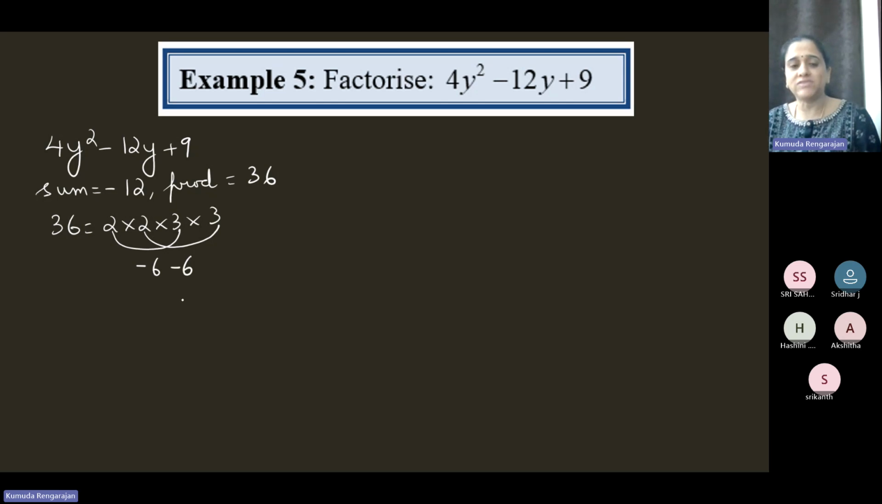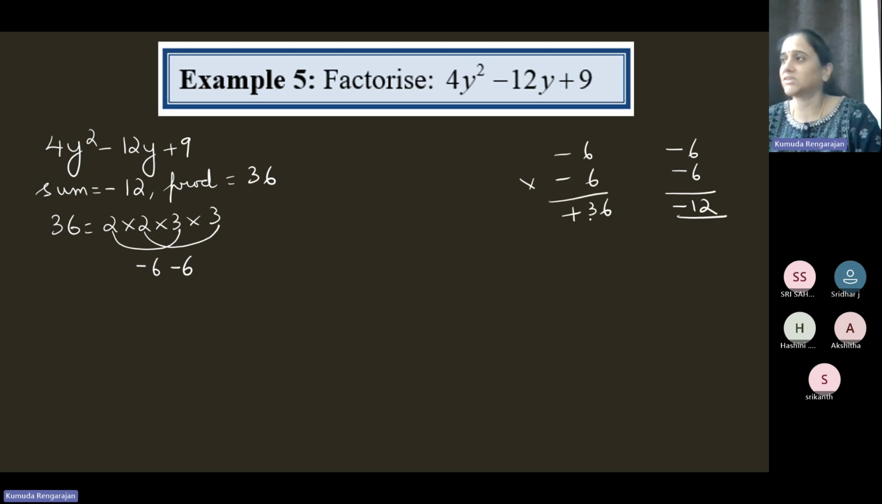And when you multiply minus 6 and minus 6, plus 36. When you add minus 6 and minus 6, same signs, add, put the same sign. Minus 6 multiplied by minus 6, minus into minus plus, 6 6s are 36. So the two numbers are minus 6 and minus 6. Correct? Now split the middle term. Write the first term as it is. Write the last term as it is. And split the middle term. Minus 6y, minus 6y. Don't write minus 6x. It's y here, the variable.